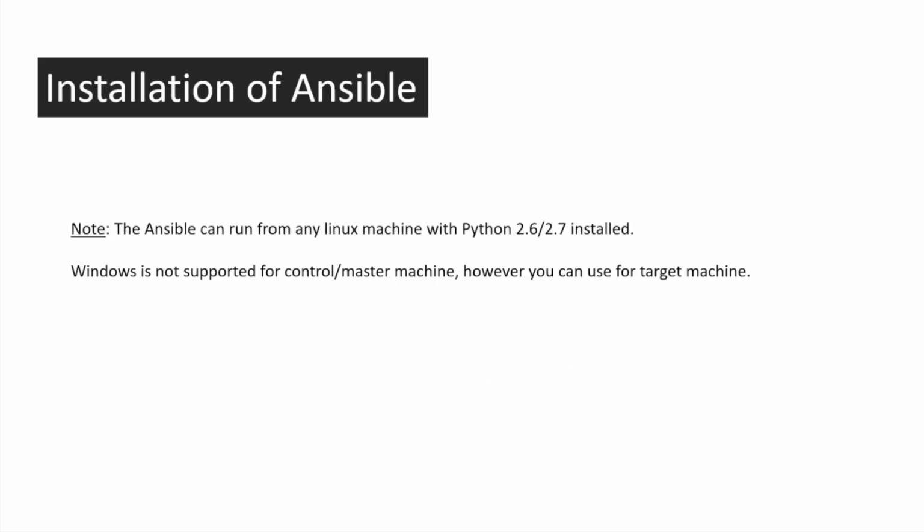So now let's go ahead and see how we can install Ansible. This is very important to know: Ansible can run from any Linux machine with Python 2.6 or 2.7 installed. But now in the market we have the upgraded latest version, Python 3, Python 3.9, and Python keeps upgrading. So the minimum is 2.6 or 2.7, up to Python 3.9.